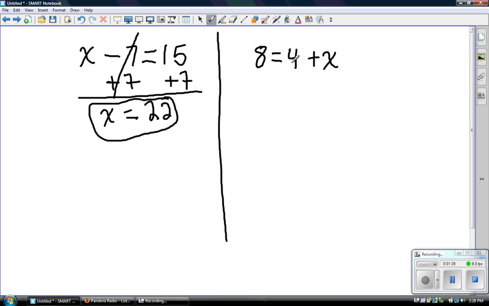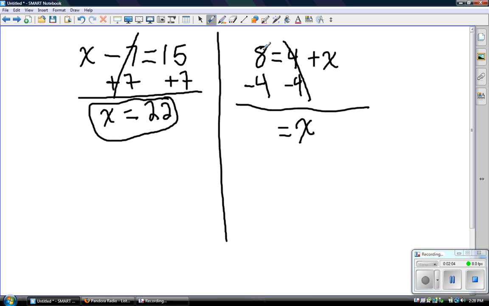4 is being added to it, so we need to get rid of that 4. Since the 4 is positive, the opposite of it is going to be negative. So we're going to have to subtract 4 in order to get rid of the positive 4 on this side. Now we have to do the exact same operation to the other side of the equation, subtract 4. Now, the positive 4 and the negative 4 cancel out, and we're left with just regular x on the right-hand side of the equation.